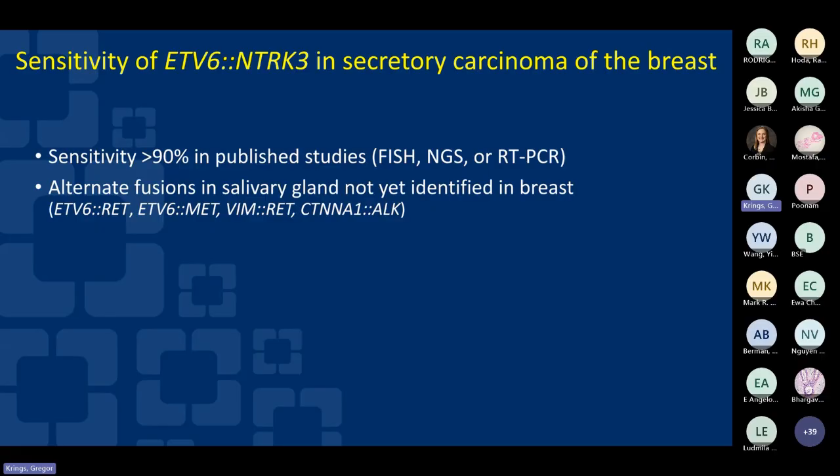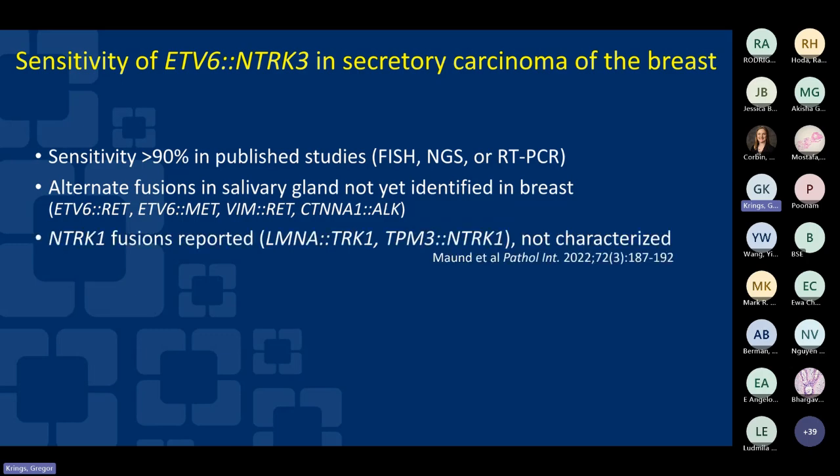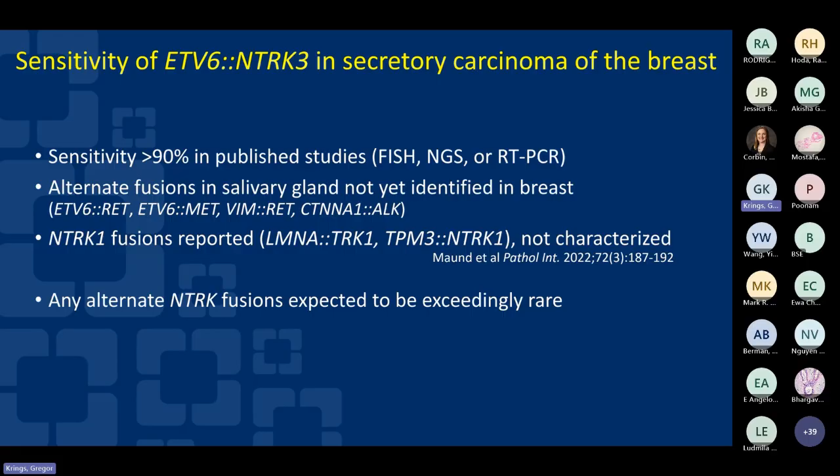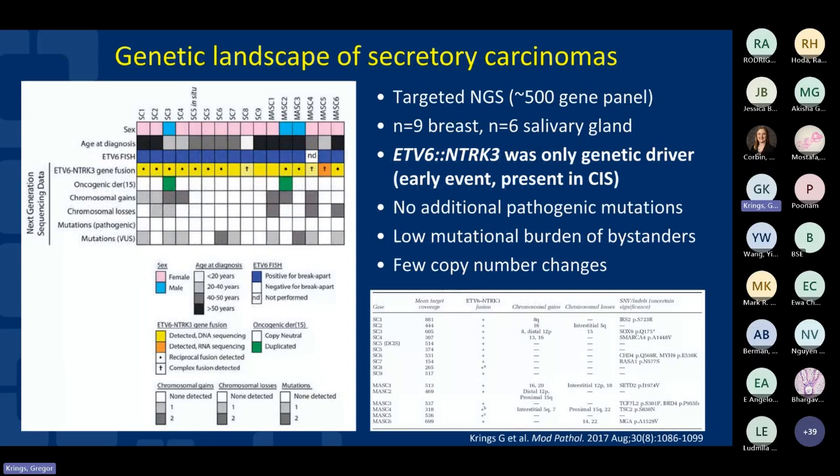Now, importantly, alternate fusions that have been found in salivary gland secretory carcinomas, either involving ETV6 or involving other genes, have so far not been identified in the breast. Although I'll note that there are very rare reports of NTRK1 fusions that have been reported in tumors that were diagnosed as secretory carcinomas. Unfortunately, in this particular publication, those tumors were not additionally characterized or described. In any case, if there are alternate fusions involving NTRK3 or any other NTRK genes, these are expected to be exceedingly rare in breast secretory carcinomas.